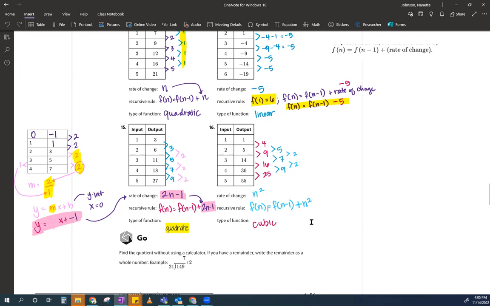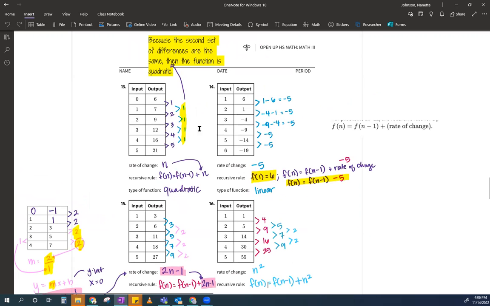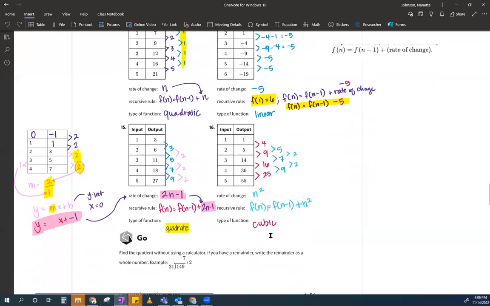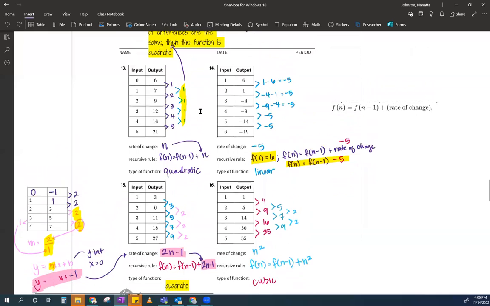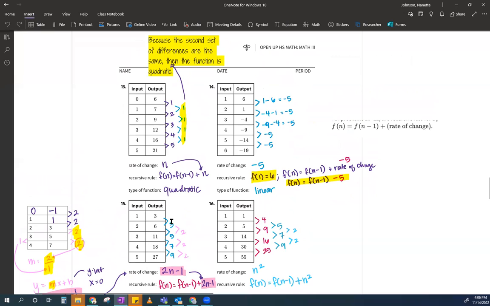So just to review really quick, whenever you're doing these types of problems, you're finding out the level of differences that it's at. If it's the first level of differences that are all the same, then it's called linear. If it's the second row of differences, then it's called quadratic. If it's the third set of differences, 1, 2, and 3, then it's called cubic. The rate of change is just that first row of differences as a function.